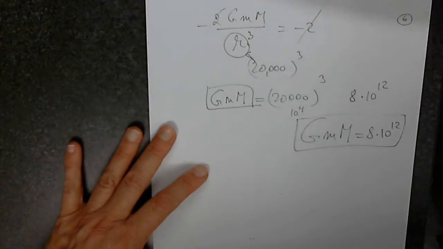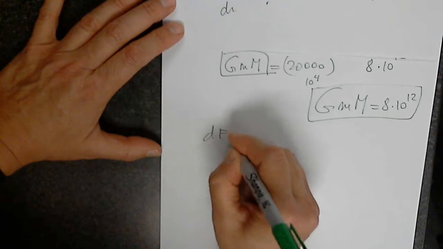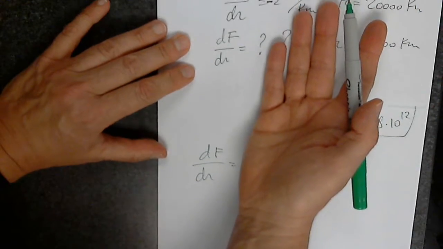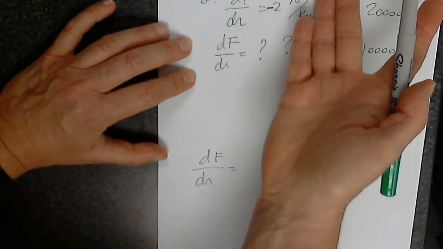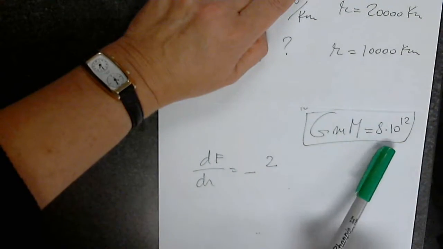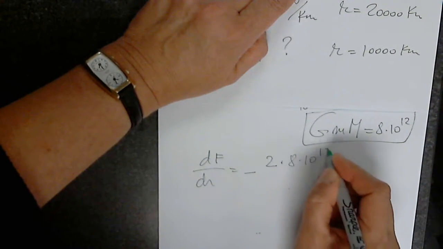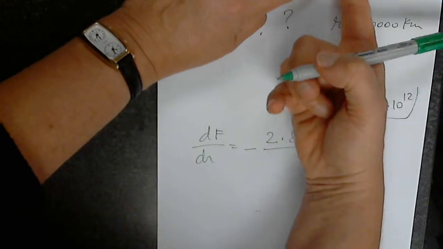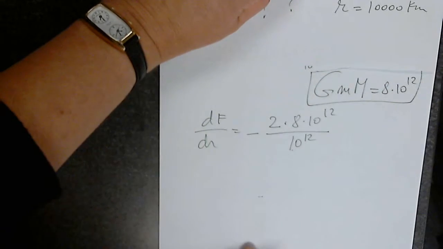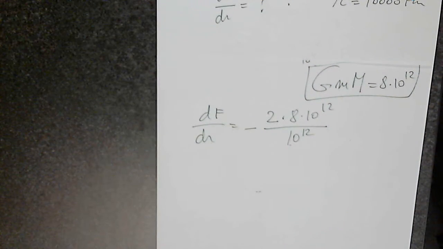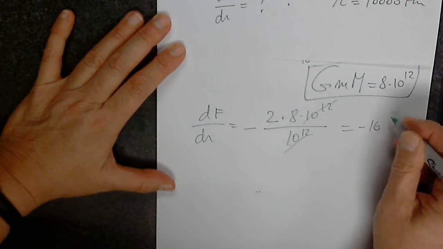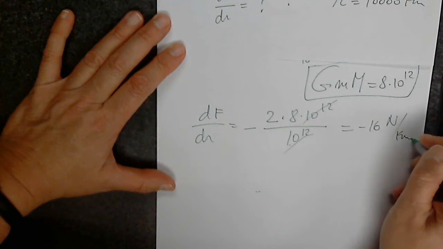So now I'm asked to find dF over dr when, and I know the formula, I have the formula right here, but when r is 10,000. So I have negative 2, I have GMm, which is this product now, 8 times 10 to the 12th, everything divided by this. There are 4 zeros, to the third, so this is 10 to the 12th. Negative 16 newtons per kilometer.